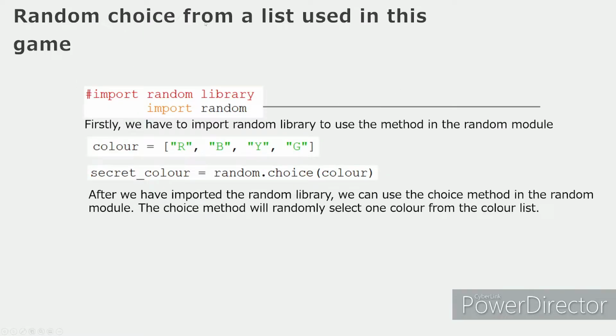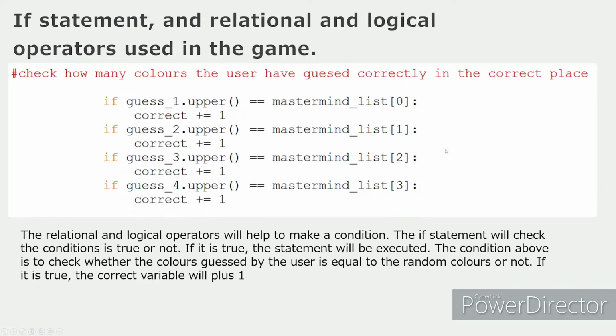Now we'll talk about random choice from a list used in this game. Firstly, we have to import the random library to use the methods in the random module. After we have imported the random library, we can use the choice method in the random module, and the choice method will help us to randomly select one color from the color list.